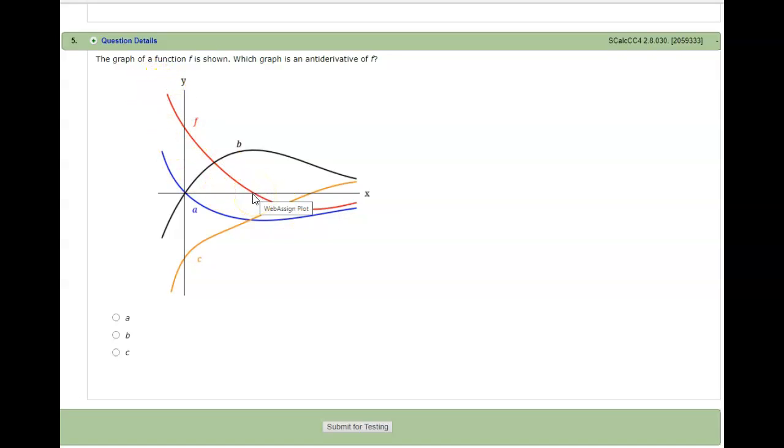F is the derivative. You want to think about it's the derivative of some graph. They're saying this is actually the derivative function. So where it hits 0 on the axis, there's going to be a max or min. And in this case, we know it's a max because it was up before and down after.